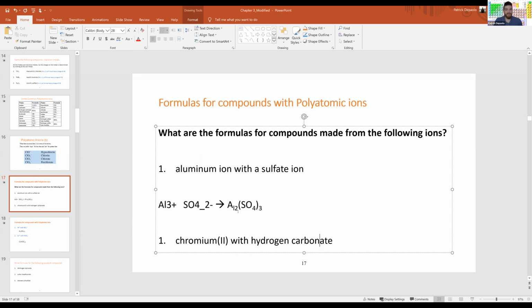Like that. Okay, you get the point. This would be an Al. There we go. So that would be the answer, and that would be aluminum sulfate.